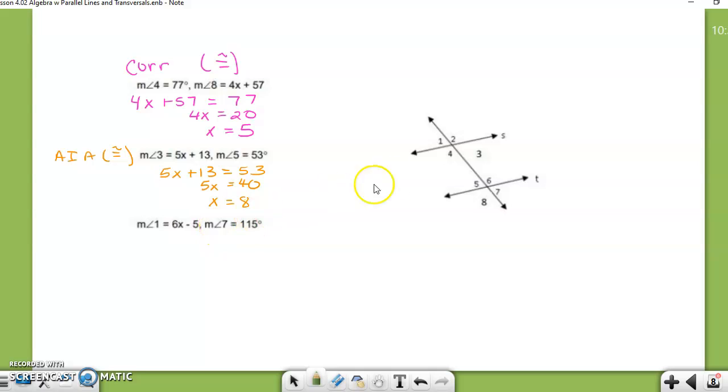Measure of angle 1 and the measure of angle 7. 1 and 7 are alternate exterior angles, which are also congruent. Now I know I can set them up to equal each other. There we go.